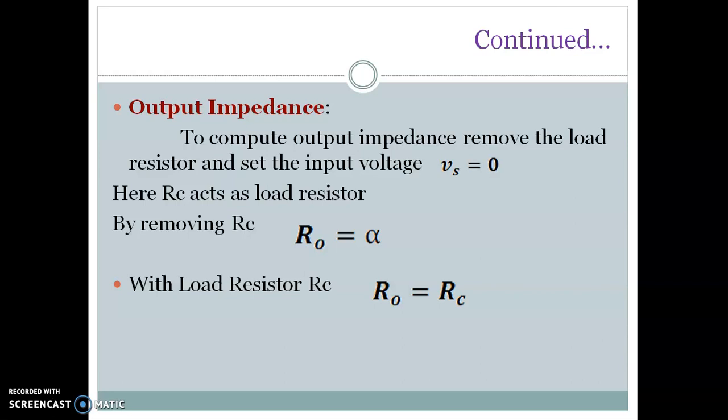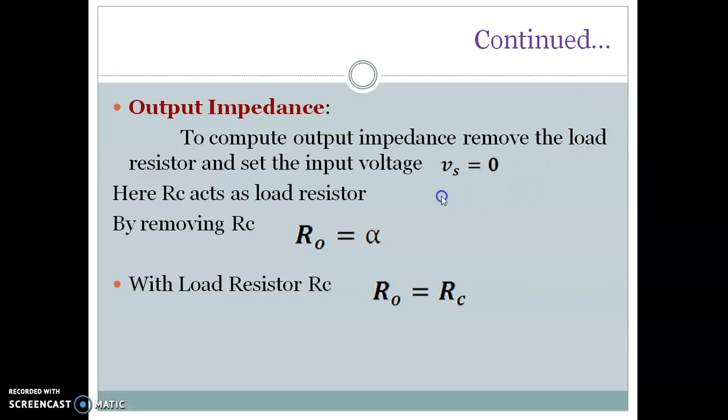So when we remove this, when we make Vs equal to 0, your Is will be equal to 0, or your IB will be equal to 0. When IB is equal to 0, hFE times IB, that is your collector current, will also be 0. When a zero current appears in a circuit, the impedance is infinite, so therefore your R0 is infinite. But externally we use only your load resistor. So if you include this external load resistor RC, then your R0 will be equal to RC, because that is the only impedance seen from your output port.